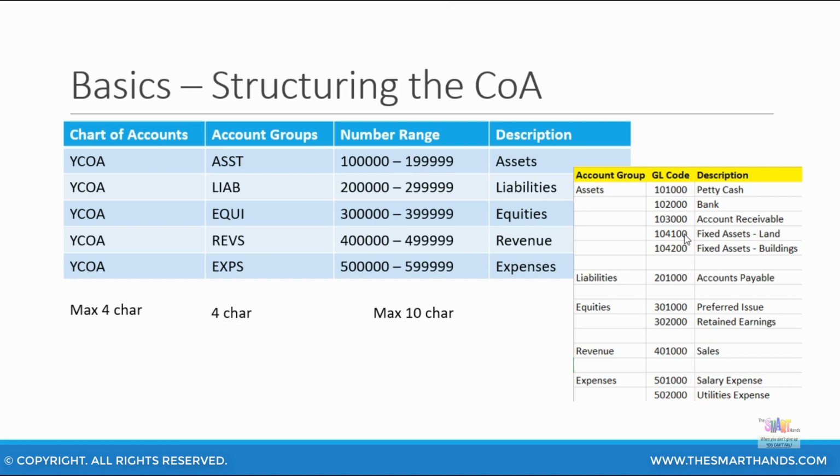You can see some examples over here. I've given an ID like this. For petty cash, 101,000. For bank, I have given 102,000. For accounts receivables and so on.